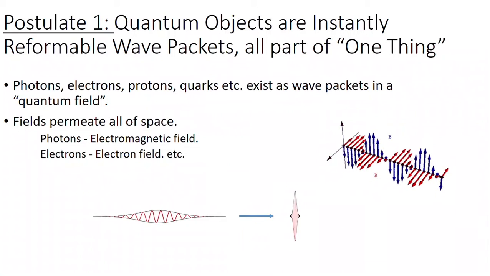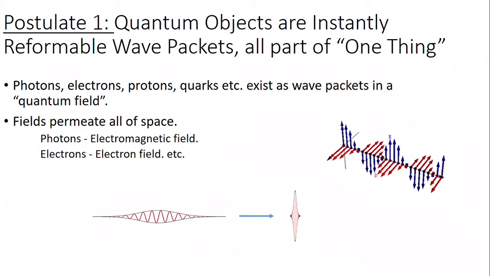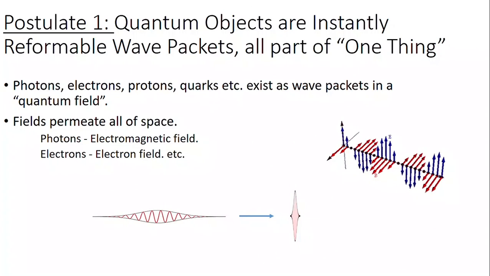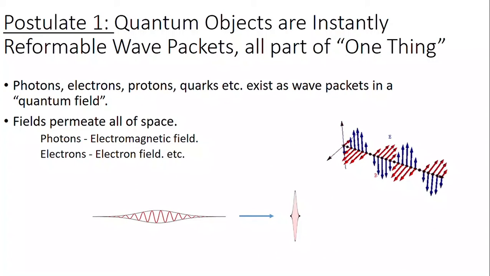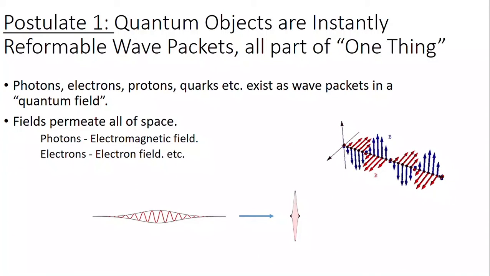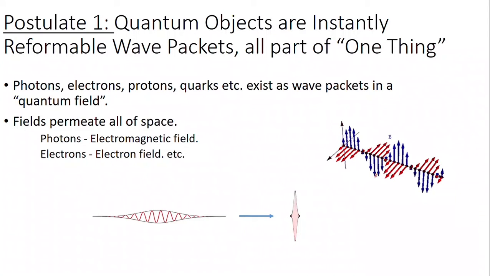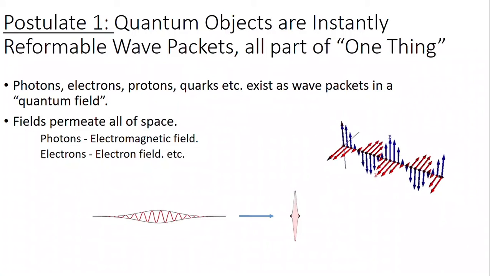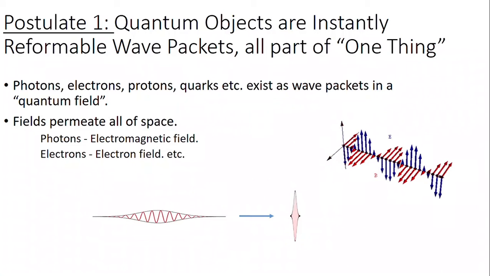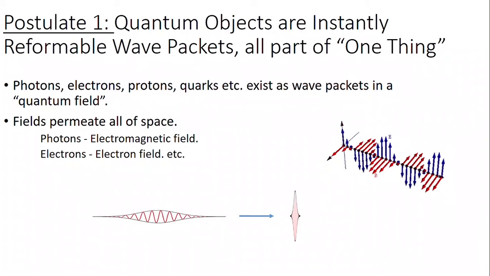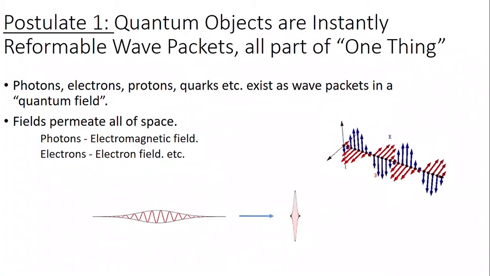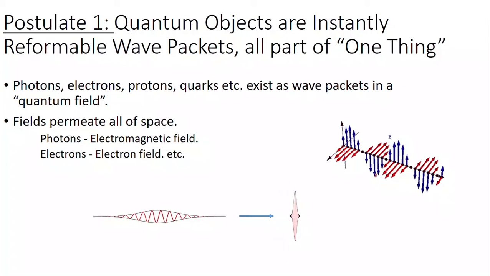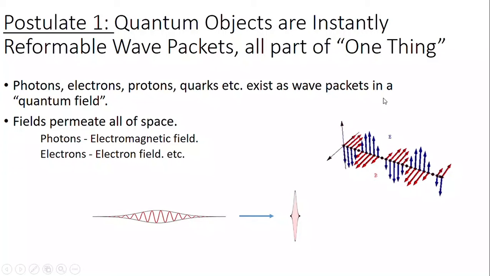So what's common to all these quantum objects, though, is that they are instantly reformable wave packets, meaning these wave packets can instantly change size. And we're going to go into what this means in the next slide. But first, I should say that when I say wave packets, you have to take that with a grain of salt. These are three-dimensional waves, and mathematically they're represented by a complex number, with a real component and an imaginary component. So they're much more complex than this simple diagram I have here suggests.